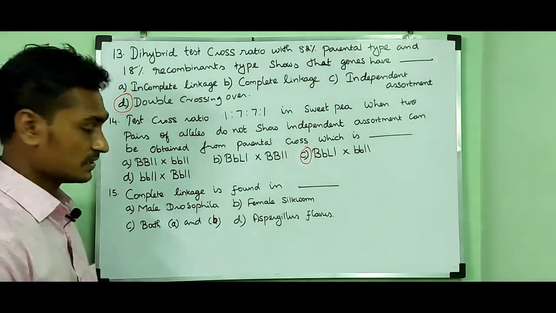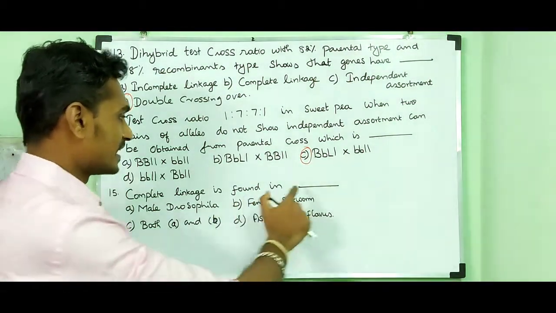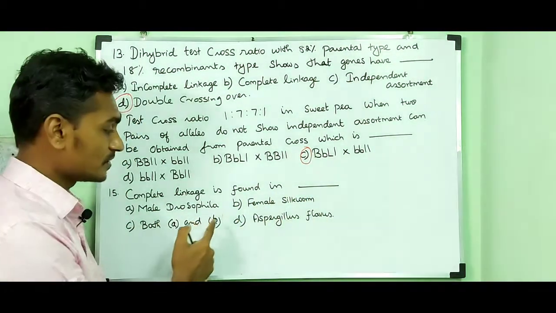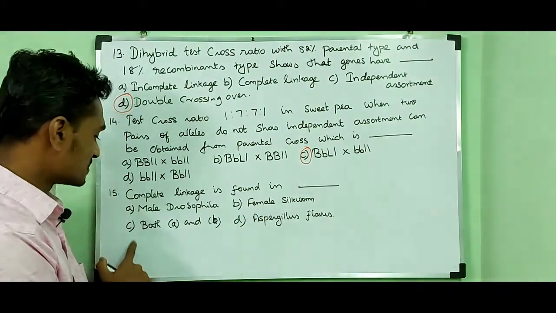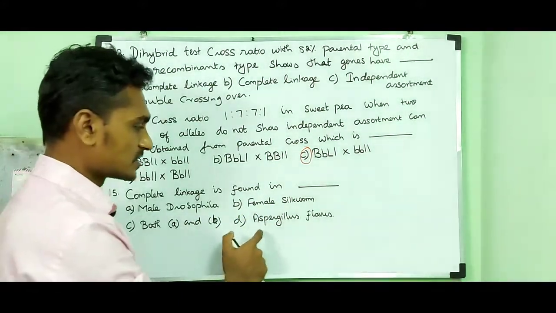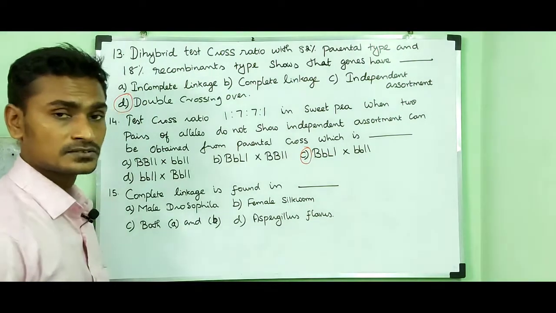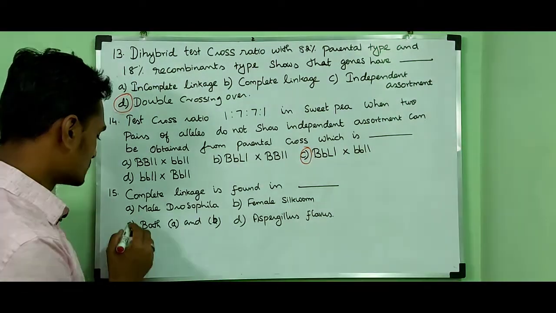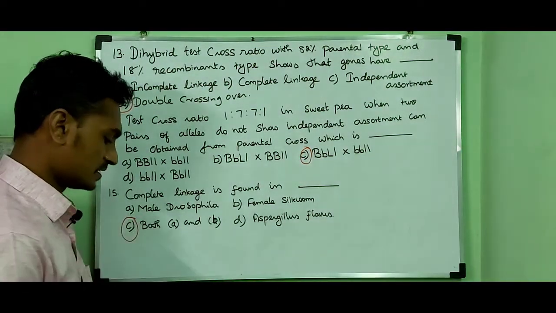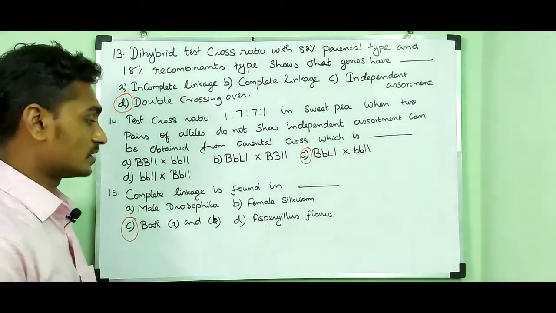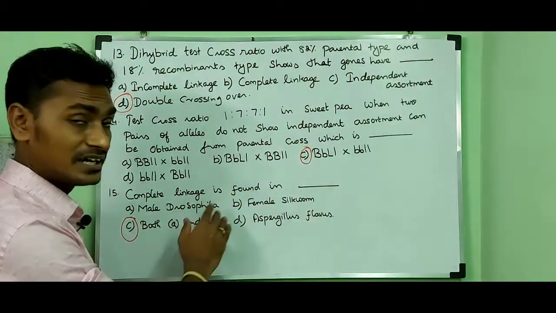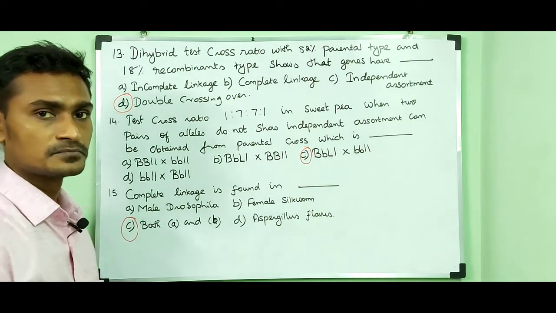The 15th question: complete linkage is found in dash. Option A, male Drosophila. Option B, female silkworm. Option C, both A and B. Option D, Aspergillus flavus. So the right option is option C, both A and B. Complete linkage is found in male Drosophila and female silkworm.